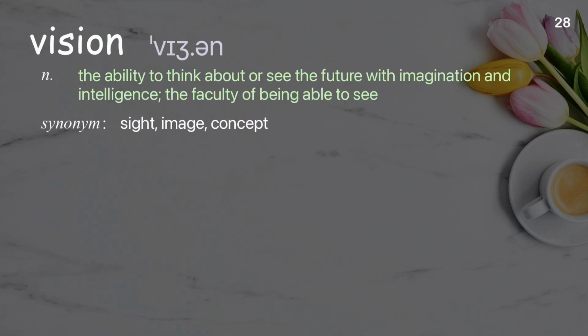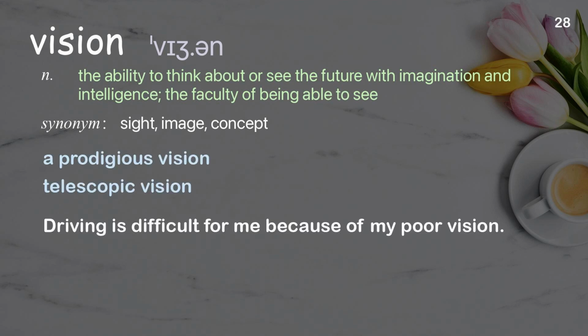Vision: the ability to think about or see the future with imagination and intelligence; the faculty of being able to see. Examples: a prodigious vision. Telescopic vision. Driving is difficult for me because of my poor vision.